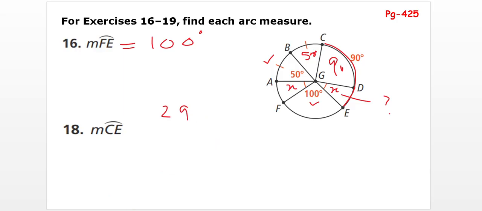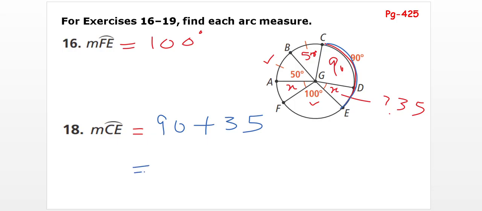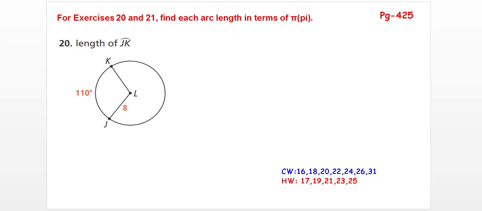So if this X is 35, how can we get the measure of arc CE? Because the arc CE is from here to here, it will be 90 plus 35. So the final answer will become 125 degrees. Clear? Okay, let's see what we have next. Here they said find each arc length. Please remember there's a difference between arc length and arc measure.